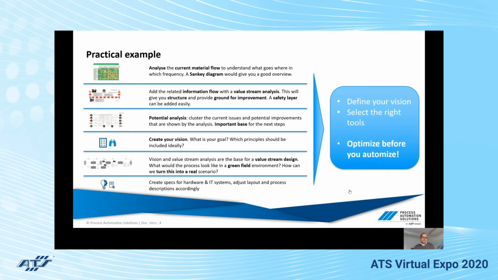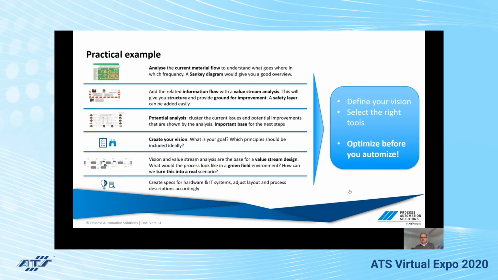If we build a bridge to the example with the Formula One car, we can see that we consider with the Sankey, we consider all the variations in the process. We try to find out how the logistics is currently doing and will in future do. We consider the information flow. We think about standard work with creating our vision. What is the best possible process that can be done? And then we turn it into a real life scenario.